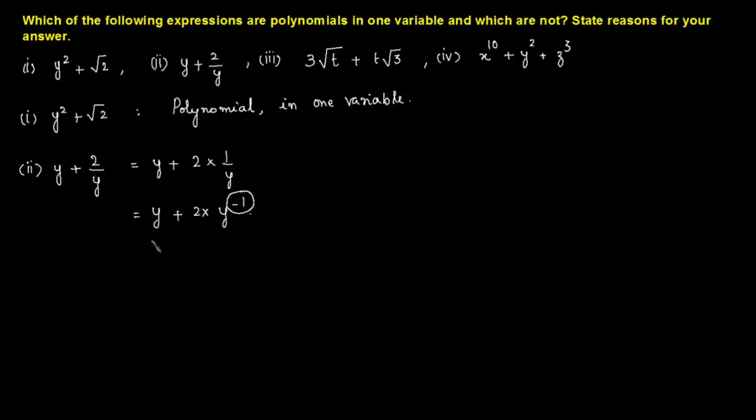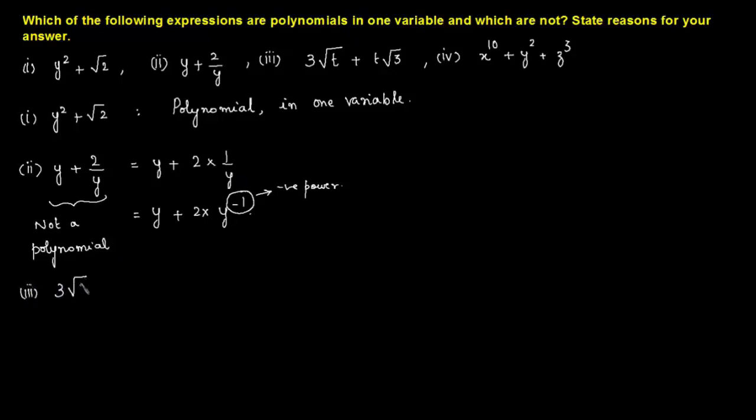Therefore, this is not a polynomial since y has been raised to a negative power. So since y has been raised to a negative power, you can say that this is not at all a polynomial. So even though there is only one variable y, you can see that this is not even a polynomial, in order to classify this as a polynomial in one variable. Now on to the third one.